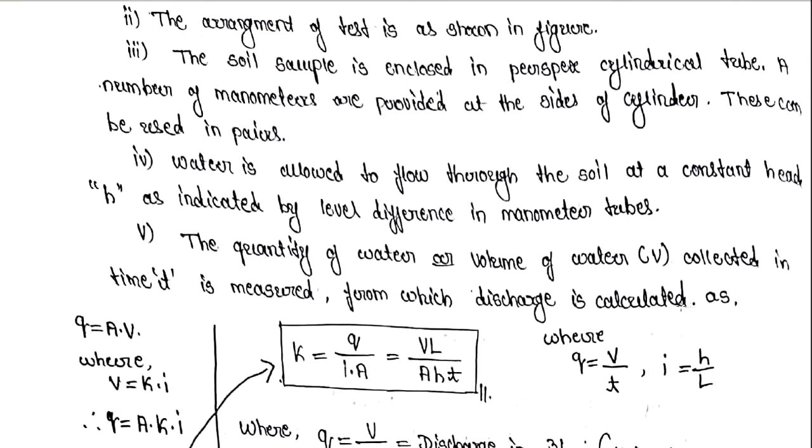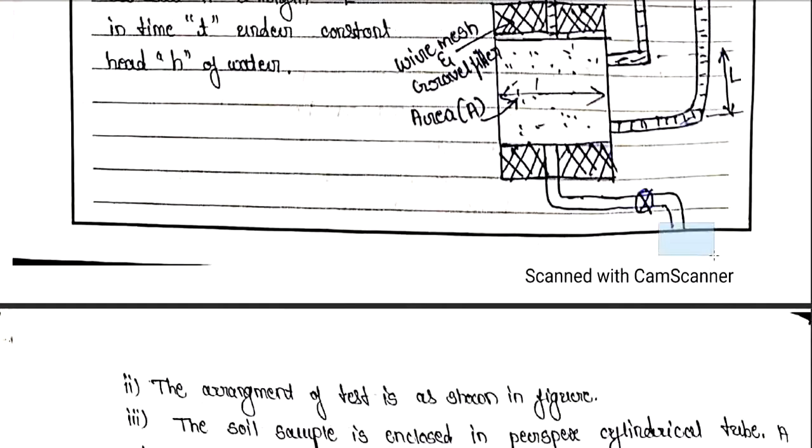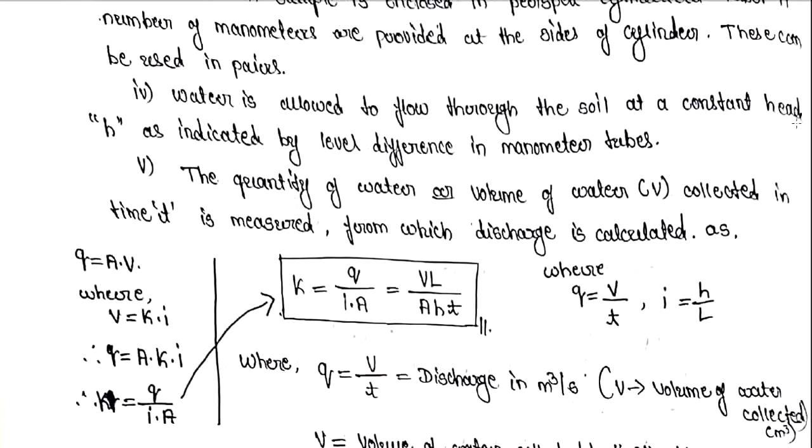So time t might be 30 seconds or 60 seconds, any time interval you can take. In that time interval, whatever the volume of water which is getting collected at the bottom, we are going to consider as a volume V at time t, from which we are going to calculate the discharge.